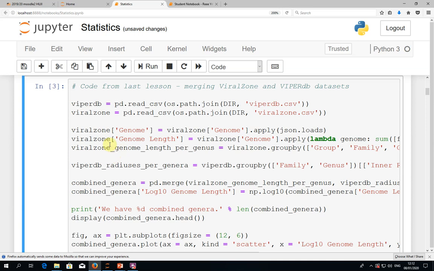So let's start seeing some demonstrations of how to do statistical analysis in Python. And let's begin with correlation tests. So I used this code that we illustrated from the previous lesson.